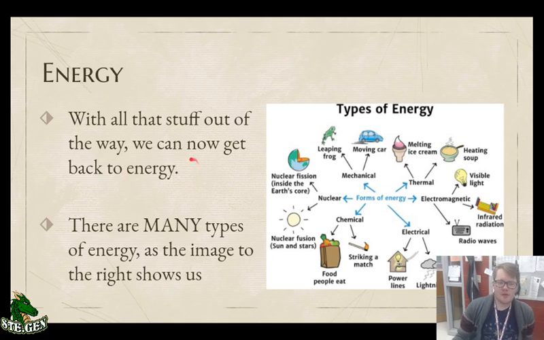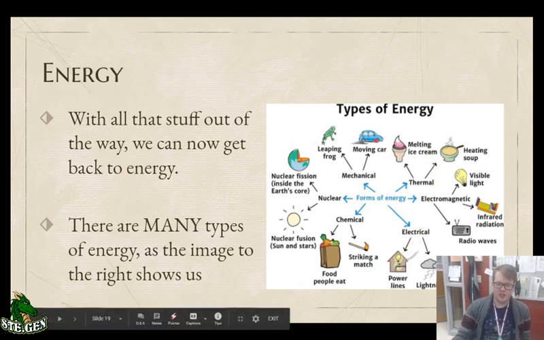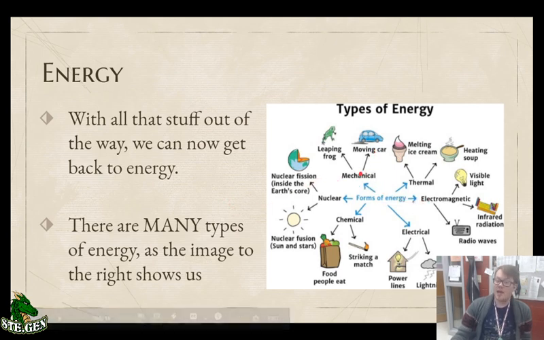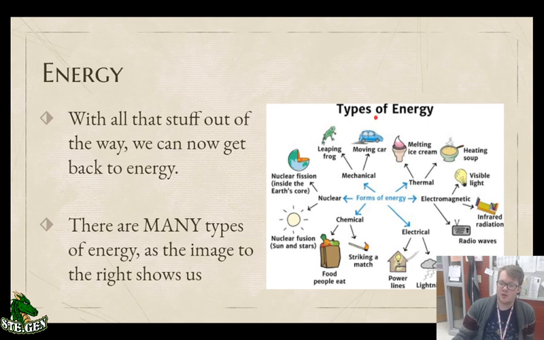First, though, with all the stuff out of the way relating energy, work, and power, we can get back to just focusing on what energy is. There are a lot of types of energy. There are things like mechanical energy that help a frog jump or a car to move. Nuclear energy like fusion in the stars, fission inside of the Earth's core, and that was used for atom bombs. Chemical energy in the food that we eat that we convert into ATP, striking a match, doing a sort of chemical reaction that releases heat.